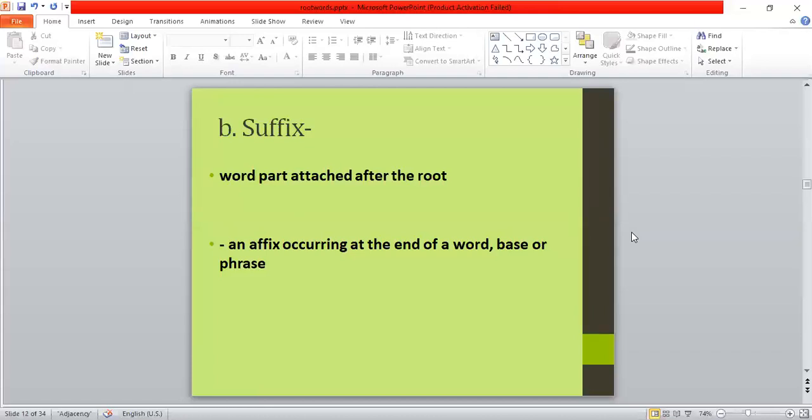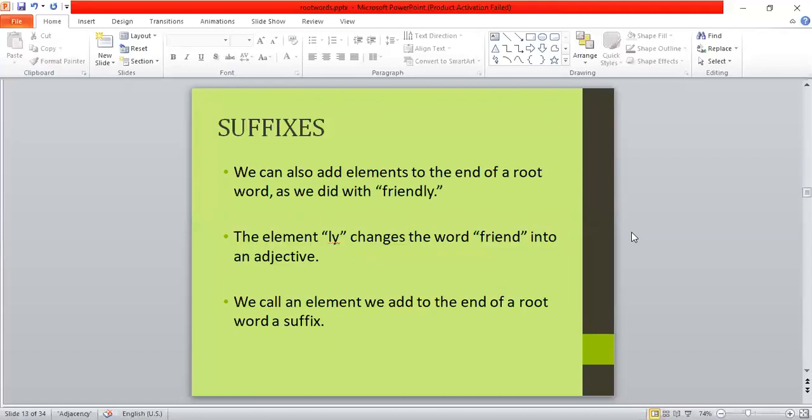Now come to suffix. A word part attached after the root. An affix occurring at the end of a word, base, or phrase. We can also add elements to the end of a root word as we did with friendly. The element ly changes the word friend into an adjective. We call an element we add to the end of a root a suffix.